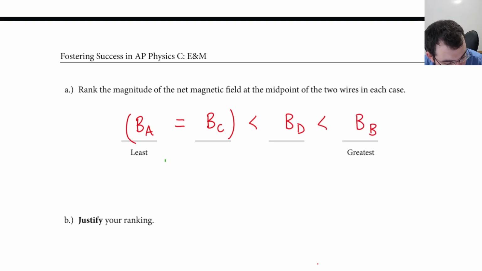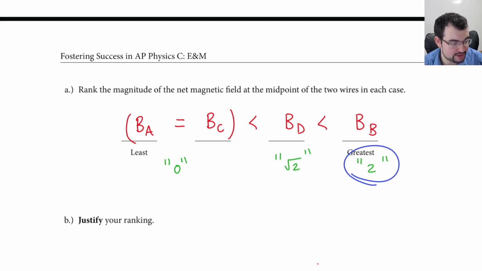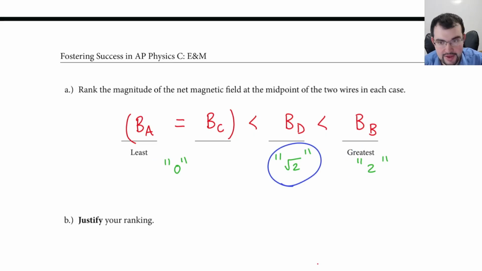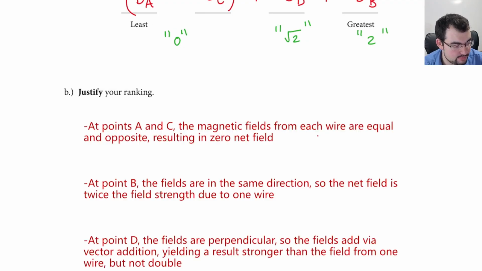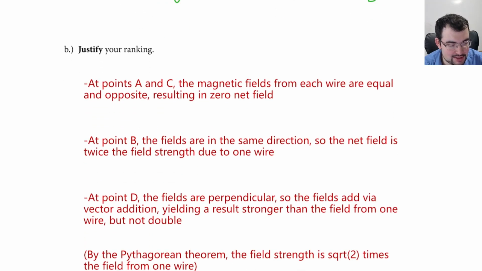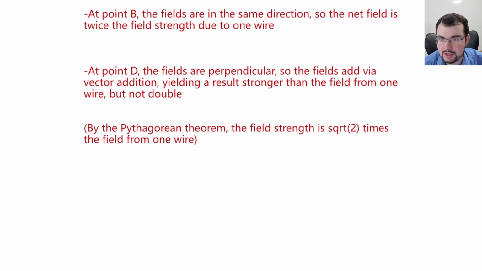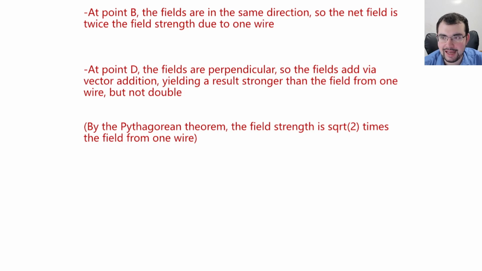So our justification would be these effectively have 0 field. This has square root 2 field, and this has 2 field. Because here we had perfect cancellation, here we had perfect addition, and then in the middle we had that Pythagorean addition. So we can see that at points A and C, equal and opposite, 0 net field. At point B, same direction, perfect addition. At point D, the fields add via vector addition, but it's not quite double because they're not in the same direction. It's going to be perpendicular, so we have to use the Pythagorean theorem.